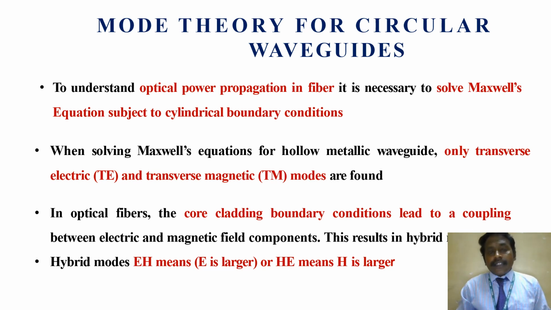To understand power propagation in an optical fiber, we need to solve Maxwell's equations with the condition of a cylindrical structure. Why? Because our optical fiber is in the form of a cylindrical structure. When solving Maxwell's equations for a hollow metallic waveguide, only TE or TM modes are found. But in an optical fiber, the core-cladding boundary condition leads to coupling between the electric and magnetic field components, and this is called a hybrid mode. We have already seen this.